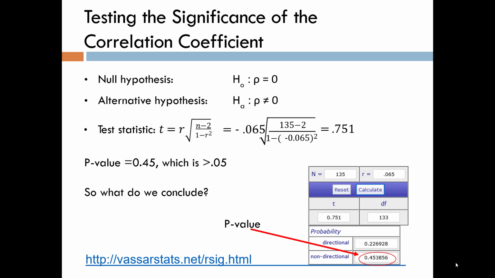So what do we conclude? Pause the video for a minute so you can think about this. Hopefully you got the correct answer that we cannot reject the null hypothesis. Remember, the decision rule is if the p-value is greater than alpha, you cannot reject the null hypothesis. Therefore, the correlation is indeed 0. This confirms what we suspected all along, but it's nice to have it confirmed statistically.